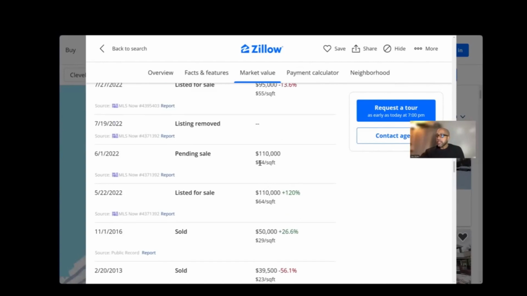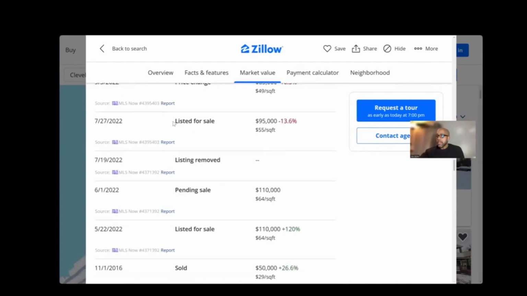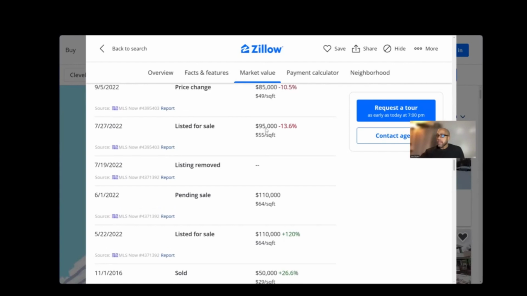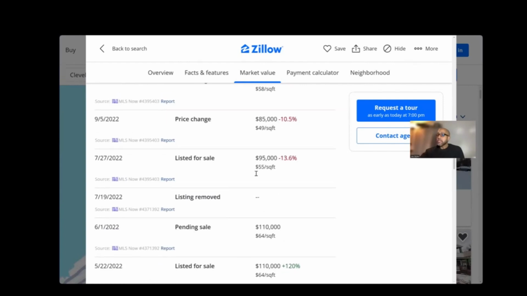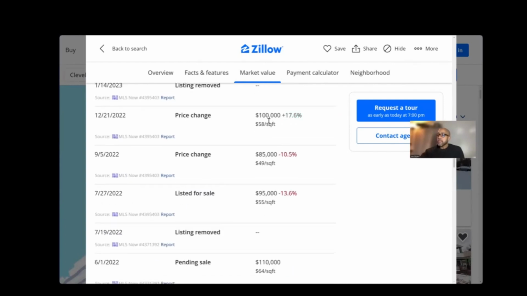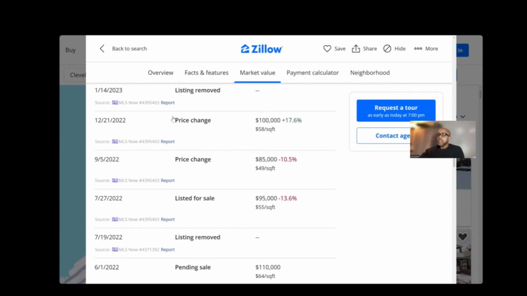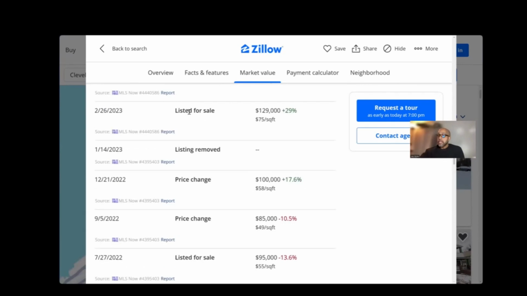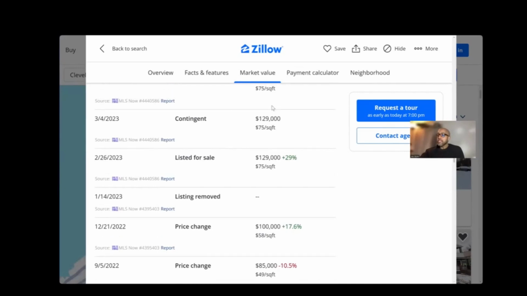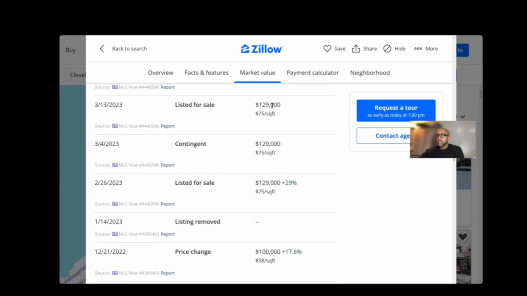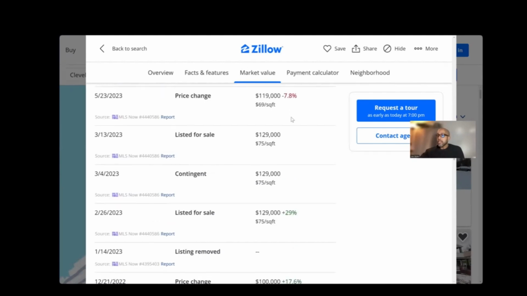There was a pending sale at 110, it didn't happen. Another listing for sale at 95. Then it changed to 85 and it didn't happen and went down. Listed for sale, then he dropped the price. Then the price went back up in 2022. Listing removed in 2023. Listed for sale for 129,000 again. Contingent. Oh, so he's going through potential buyers that didn't close. Listed for sale, contingent, and then the contingency didn't happen. Oh, he's been going through it for longer than a year.